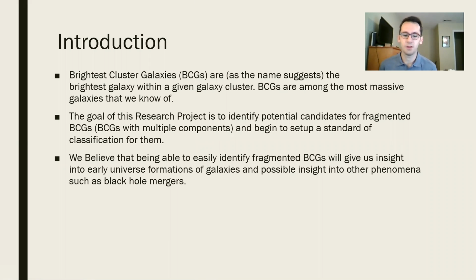So we're going to start off with a quick introduction of what brightest cluster galaxies are, or BCGs. As the name suggests, they're the brightest galaxies within a given galaxy cluster, and they're also the most massive galaxies that we know of. What we are trying to look for is what we're calling fragmented brightest cluster galaxies, which are the same idea as a BCG, just multiple components. These can be very important as they can give insight into early universe formations, black hole mergers, and potential interactions with dark matter.